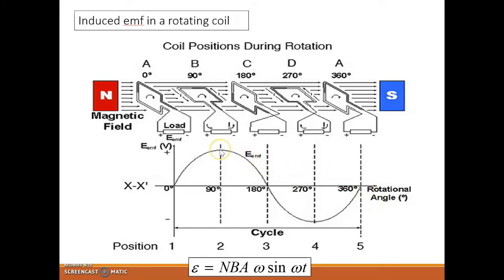The maximum EMF is known as EP. The EMF is maximum when the plane of the coil is parallel to the field, and the EMF is 0 when the plane of the coil is perpendicular to the field.